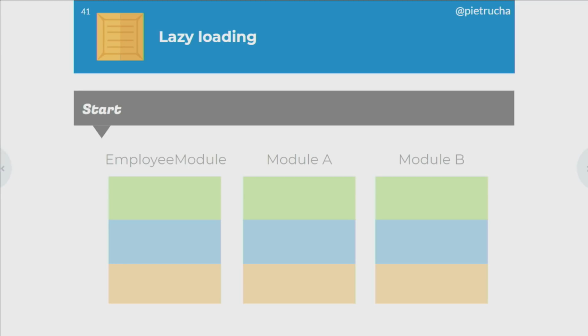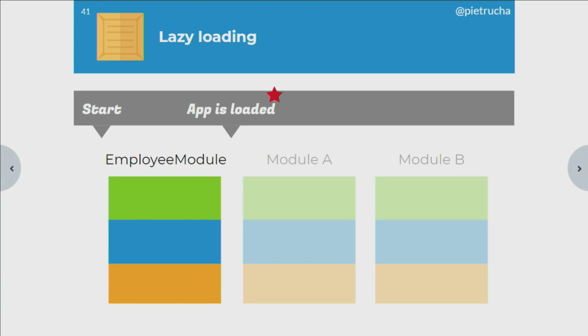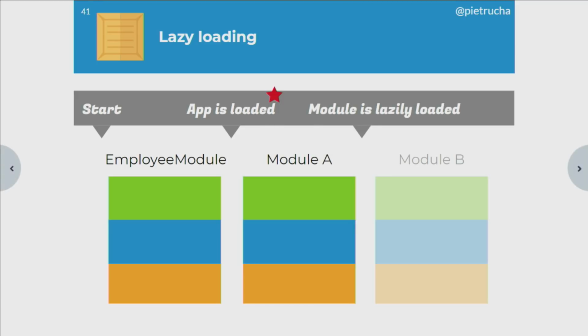How does lazy loading work in practice? We start our app, and imagine that our employee module is our main module. So as the user loads the app, it is bootstrapped and working, but those modules are not yet loaded. And as we go through the app, additional modules are loaded in a lazy manner.